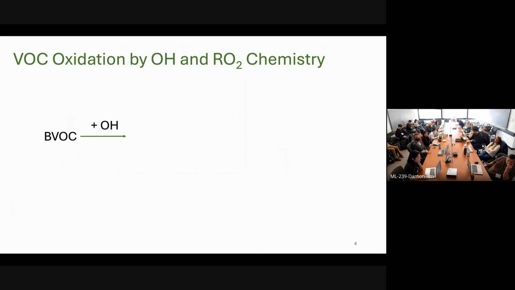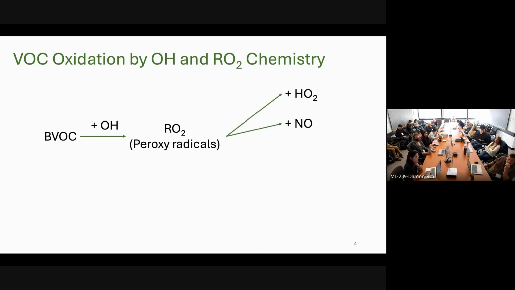Specifically, we will exclusively look at the VOC oxidation by the hydroxyl radical, or OH. Reacting with OH, biogenic VOCs will form peroxy radicals, or RO2s. These RO2s can react with HO2 under low NOx conditions, with NO under high NOx conditions, and recently people found that they can react with other RO2s, and they can also isomerize. Here I'm only showing the reactions that can potentially form SOA. The first three are bimolecular reactions. Isomerization is a unimolecular reaction.